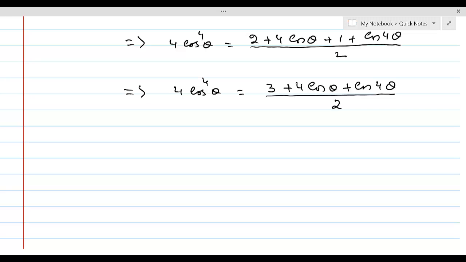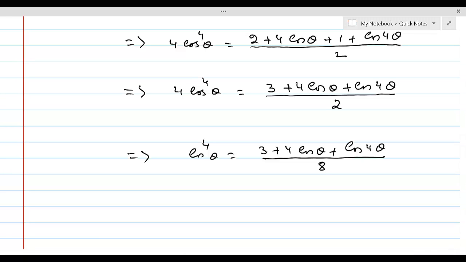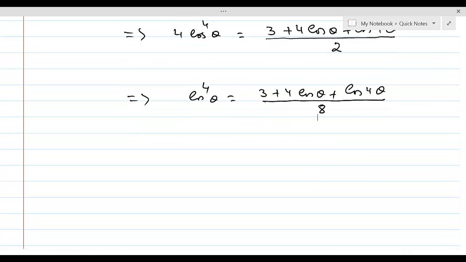And now we take this 4 from the left side and divide it on the other side. So this will give us cos power 4 theta equal to 3 plus 4 cos 2 theta plus cos 4 theta, divided by 8. And you can see that there is no power of cos. All we have is multiples of theta, and that's what the requirement of the question was.